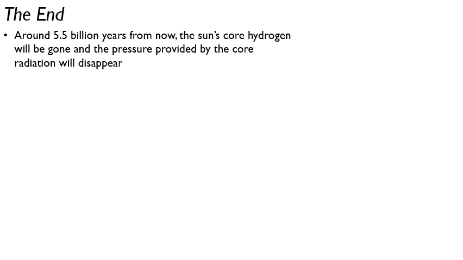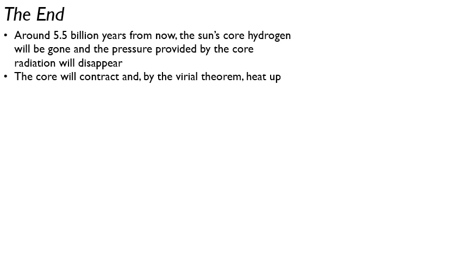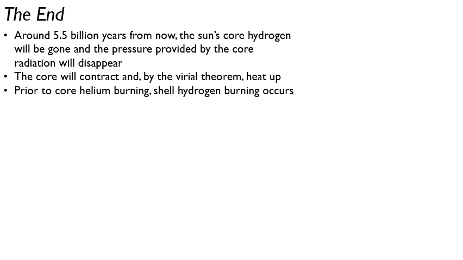Well, around 5.5 billion years from now, the sun will have depleted its core hydrogen. So you have this pressure, from the luminosity from nuclear burning at the center of the sun, that'll disappear. That causes the core to contract, right? Because there's not as much pressure. Gravity's going to start to overcome that. But then by the virial theorem, that contraction causes the core to heat up and the inner region of the star to heat up. Before it's hot enough to fuse helium in the core, you can actually start to burn hydrogen in a shell around this roughly inert helium core.